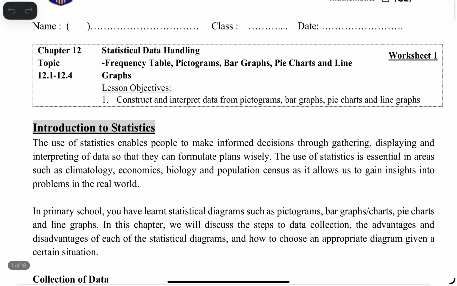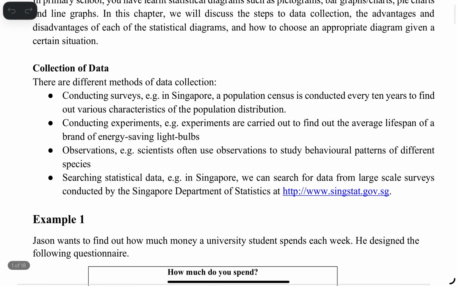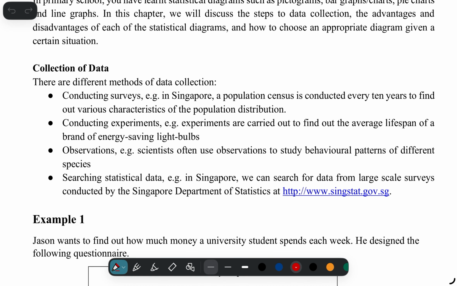This is Chapter 12 worksheet 1. In order to get statistics, we must first collect data. You can see that there are many different ways of collecting data. We have conducting surveys. This is how people can collect data. They can conduct experiments. They can use observations to see if there's anything that they can collect data on. And the last one is they can also search for statistical data. For example, just now I searched Singapore statistics, and you see so many different diagrams pop up that show you the statistics in Singapore.